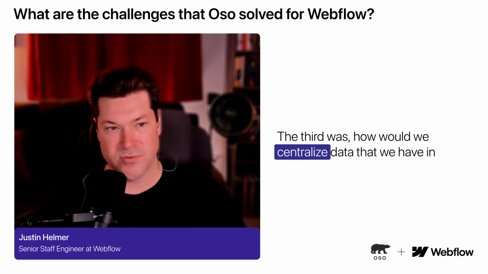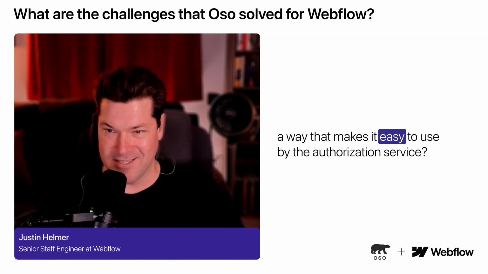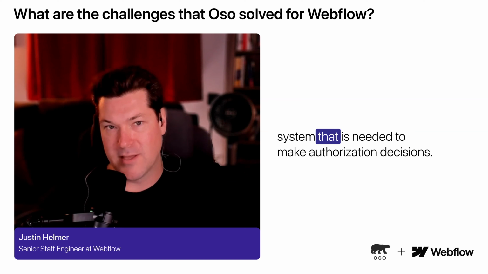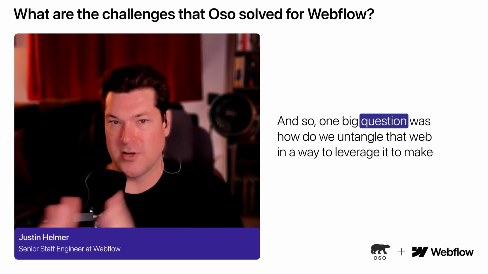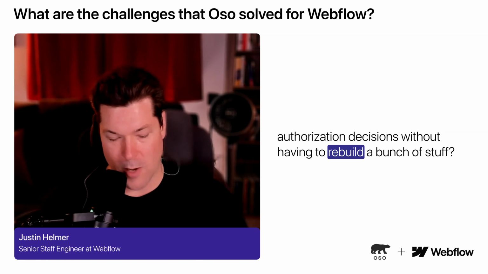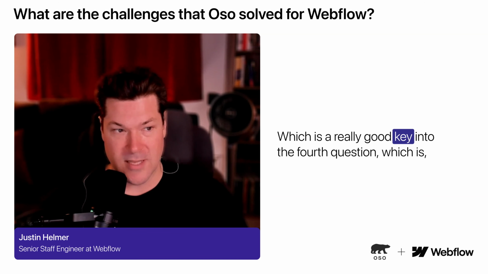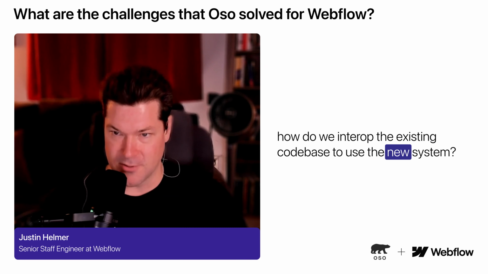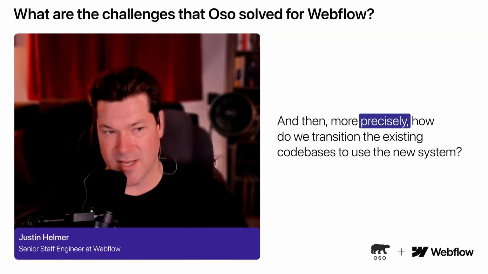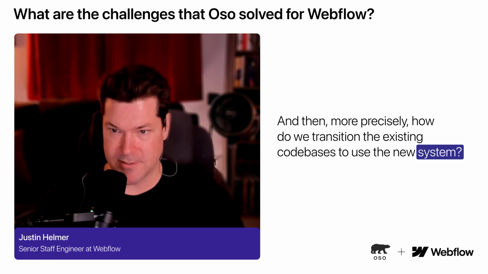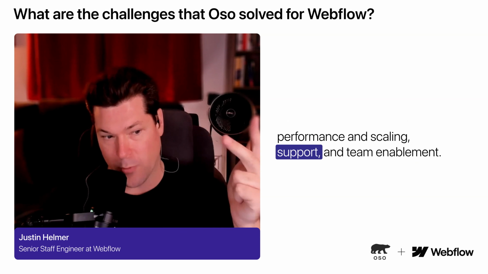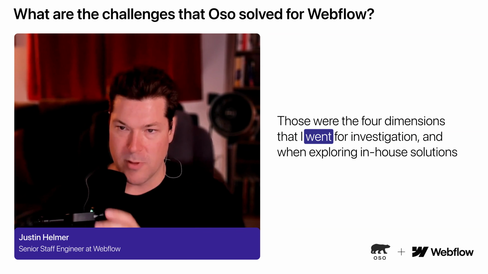The third was, how would we centralize data that we have in a way that makes it easy to use by the authorization service? Because we knew that we have a bunch of data in our system that is needed to make authorization decisions. And so one big question was, how do we untangle that web in a way to leverage it to make authorization decisions without having to rebuild a bunch of stuff? Which is a really good key into the fourth question, which is, how do we interop the existing code base to use the new system? Which I have no doubt every engineer watching this is thinking the same thing. And then more precisely, how do we transition the existing code bases to use the new system? So those were the primary technical things, which boils down to auth architecture, performance and scaling, support, and team enablement. But those were the four dimensions that I went for investigation.